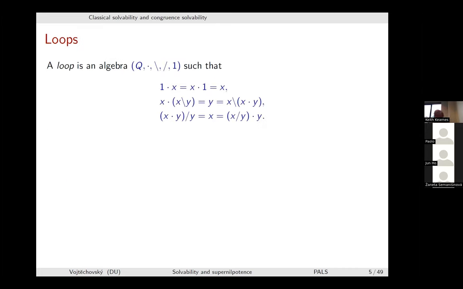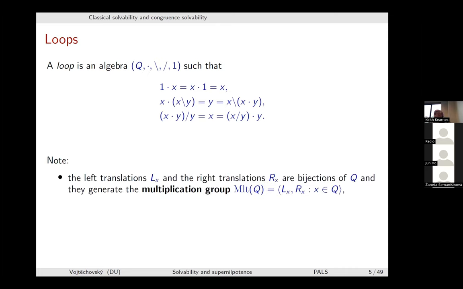And the algebras we'll mostly work with are generalizations of groups, and those who know me probably suspect that this had to come up. So a loop is an algebra with three binary and one nullary operation, and it's supposed to mimic groups. So you can think of the dot as a multiplication and of the slashes as the left and right division. And for example, the middle line says that if you first divide by x on the left and then multiply by x on the left, then that has no effect, right? So the division is inverse to the multiplication, and similarly on the right, and there is an identity element as in groups, one.